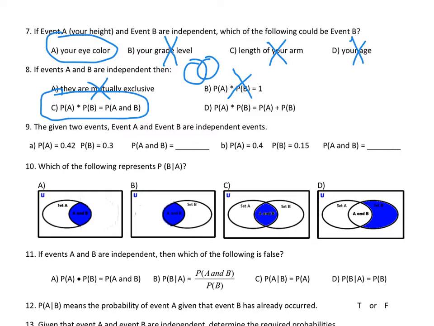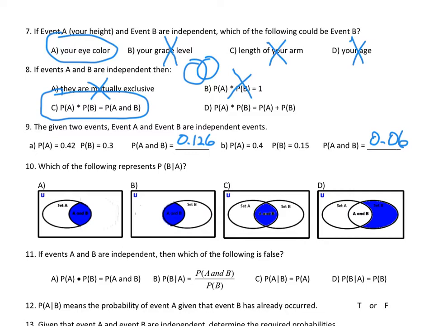Next problem. Given two events, events A and B, are independent events. Probability of A is 0.42 and probability of B is 0.3, so the probability of both, we could get this answer by multiplying the probabilities together.